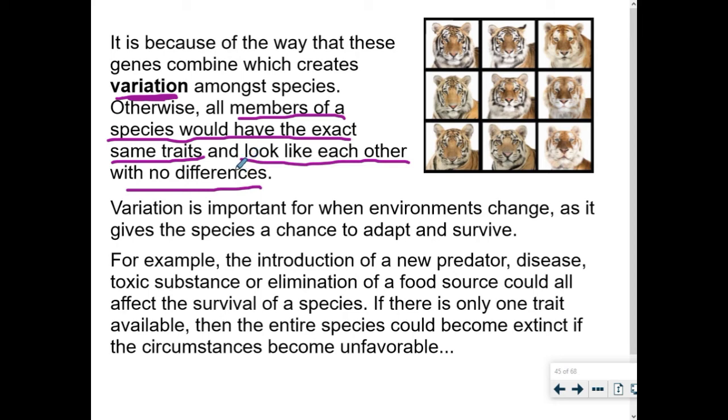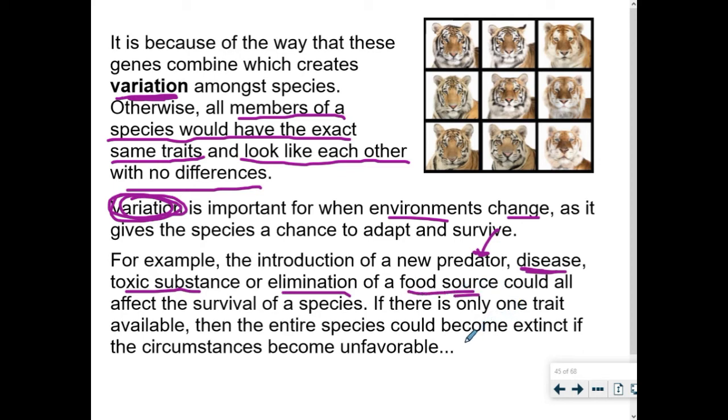Now, let's say that everything in the world was dominant recessive. There would still only be two options. That would still really be a problem, right? So variation is important, and here's the reason why. Environments change. Our world does not stay the way that it is. For example, what if there's a new predator? The coronavirus is a really big example of this currently. What if there's a new disease? What if there's a toxic substance? What if you eliminate a food source?